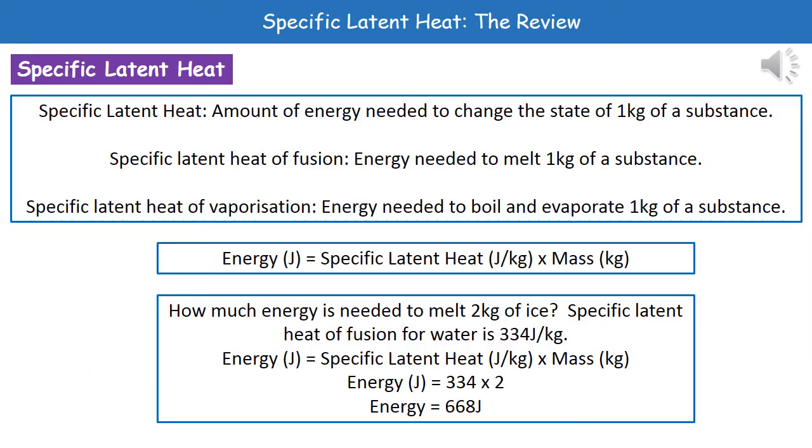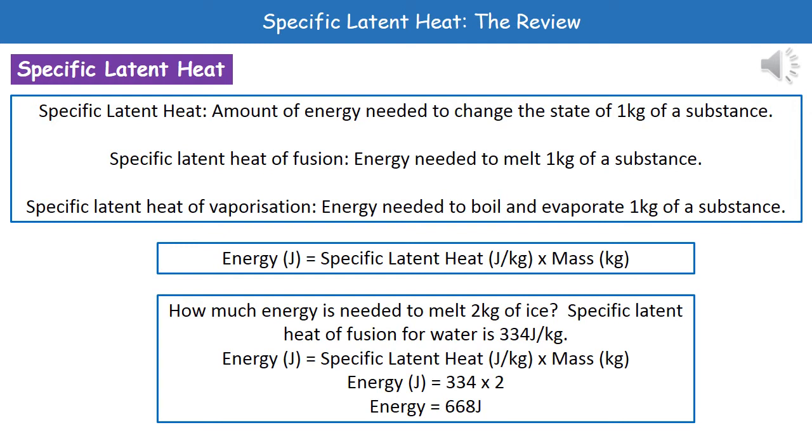This is where we come on to our second calculation of the topic, which is to do with this thing called specific latent heat. Now, when we're talking about specific latent heat, what we're referring to is the amount of energy needed to change the state of 1 kilogram of the substance. By change the state, we mean change it from solid to liquid, liquid to gas, or vice versa.